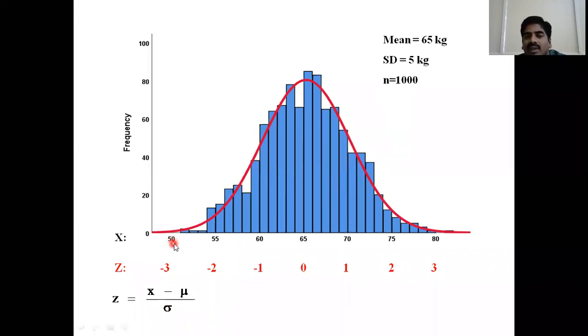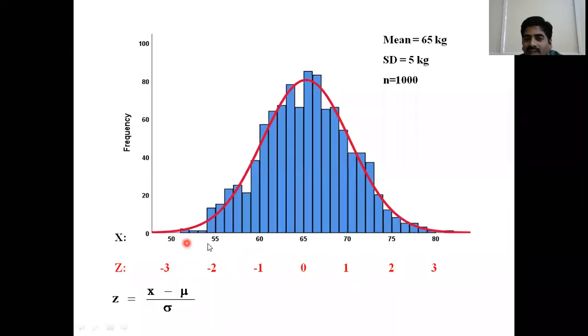What is the value here? The original value is 50. How to convert x to z? By using this transformation formula. The x value is 50, the mean value is 65. So 50 minus 65 is minus 15, divided by standard deviation 5. Then you will get minus 3.